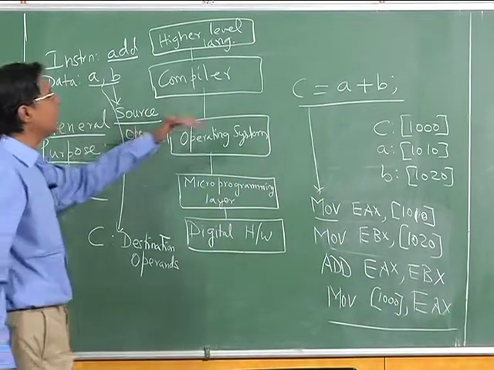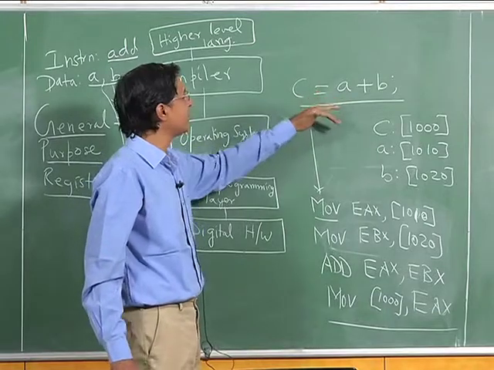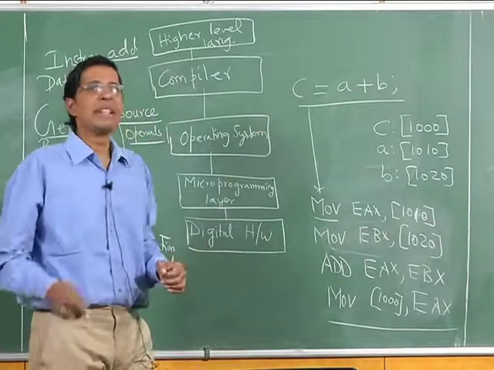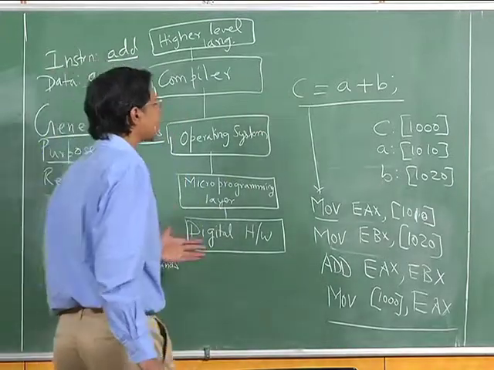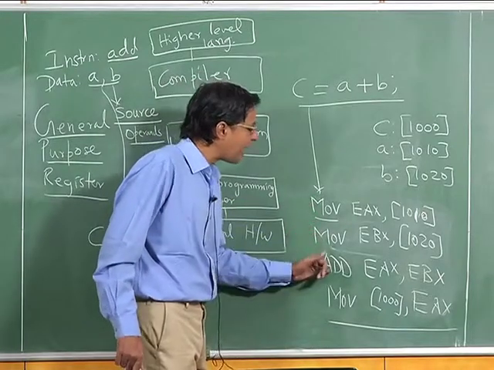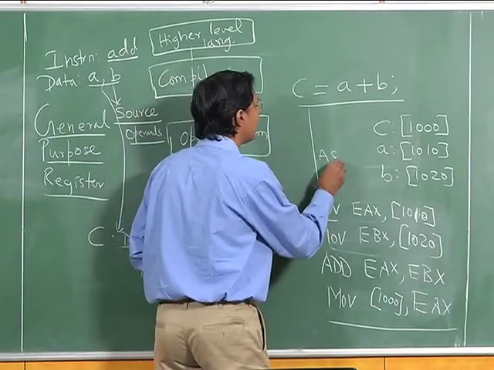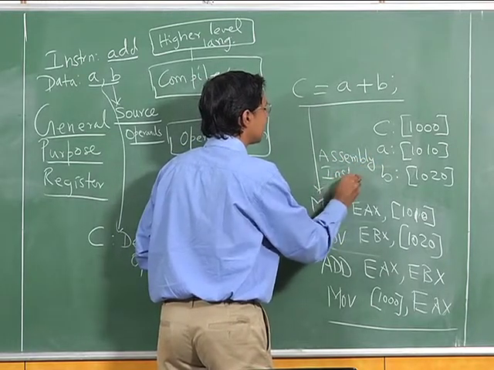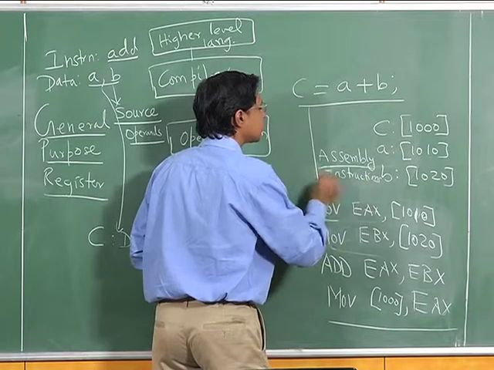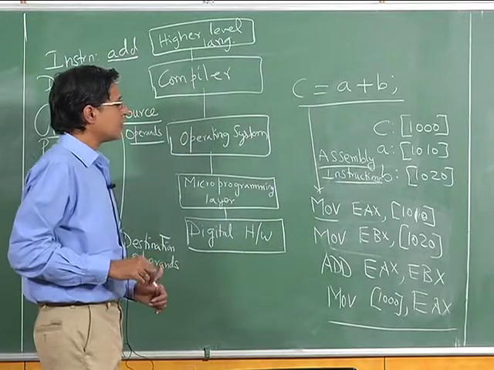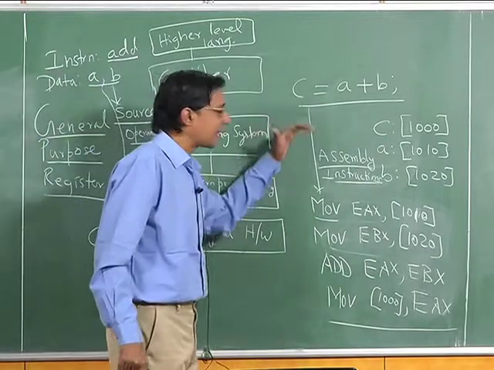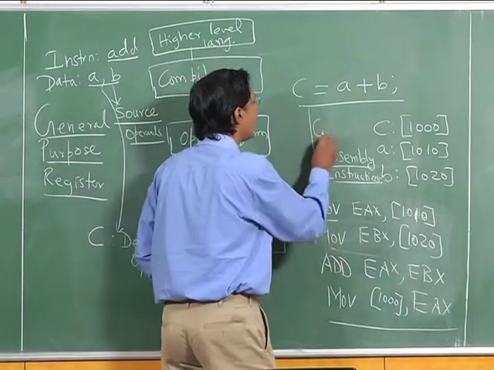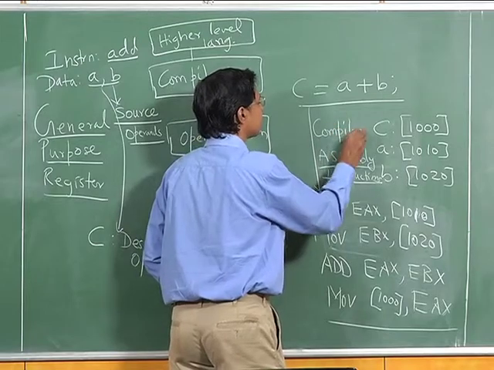So your single instruction at the C programming level, which is C equal to A plus B, when it gets compiled, just gets translated into 4 assembly instructions. These are called assembly instructions. And who does this translation? The compiler does this translation.